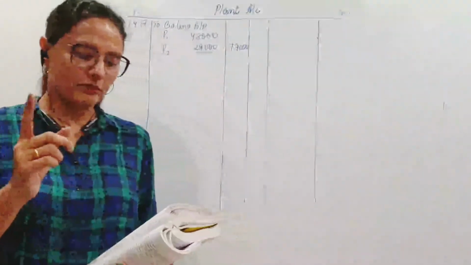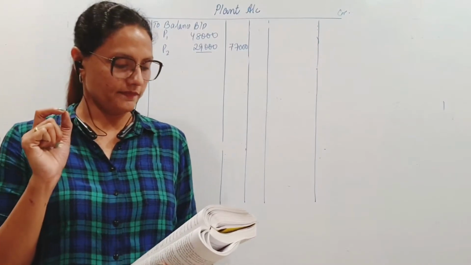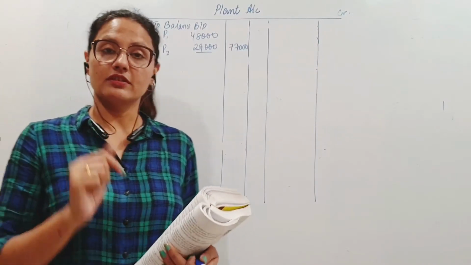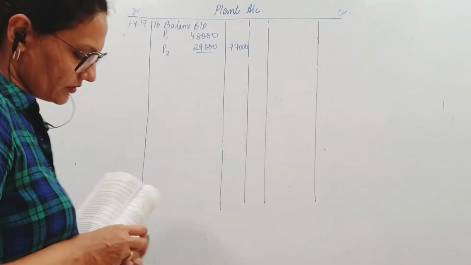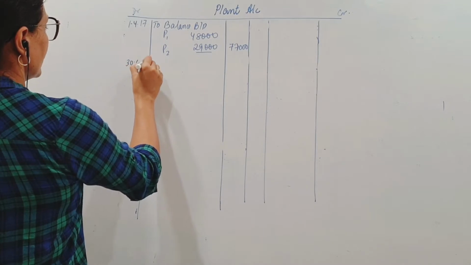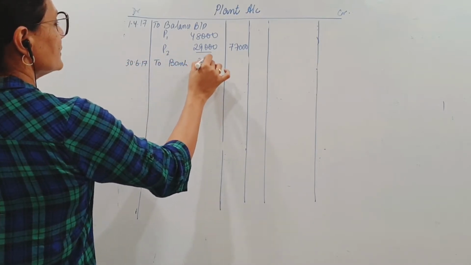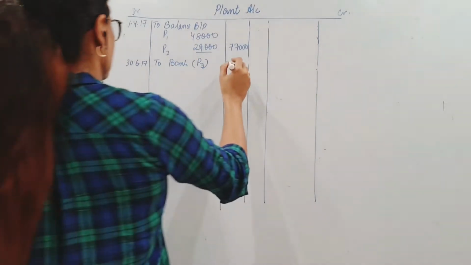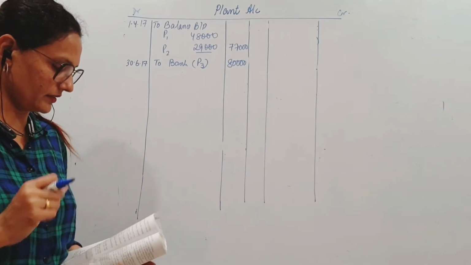The first machine purchased on 1st April 2015 is sold for 36,000 and another machine is purchased on the same date. So for the sale, of course, we'll have to calculate profit and loss and all those things. We'll come to that later. Let us quickly, first thing, enter the purchase. To bank account, this is plant 3. 80,000. That's the cost of the third plant.